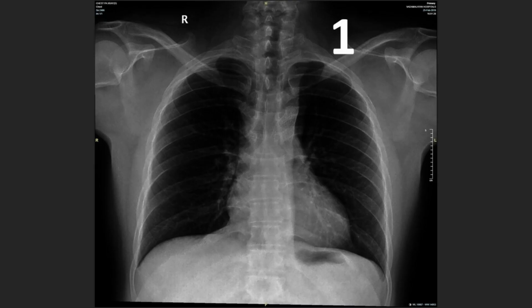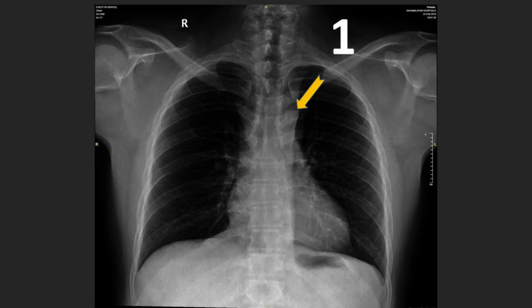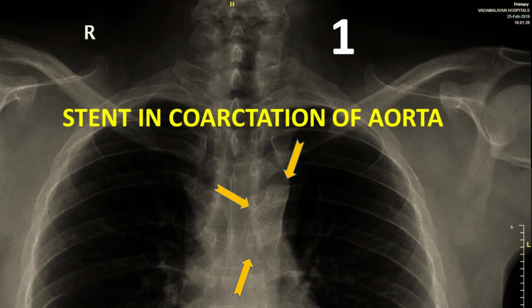First image, so you can see the image. Overexposure is there, but still you can detect it. Now you can see the arrow. It's very easy now, right? What's the diagnosis? The diagnosis is a stent in the aortic knuckle. Almost means the diagnosis is that's a stent done for the coarctation of aorta.